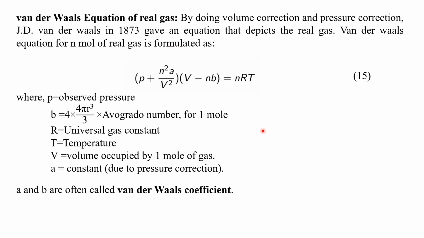P plus n squared a by V squared, times V minus nb, equals nRT, where P is the observed pressure, b is the volume, and b is 4 times 4 by 3 pi r cubed times Avogadro number for 1 mole. R is the universal gas constant like before, T is temperature, V is the volume occupied by 1 mole of gas, and a is a constant due to pressure correction. So the a term comes due to pressure correction, and the b term comes due to volume correction. So a and b are often called van der Waals coefficients.